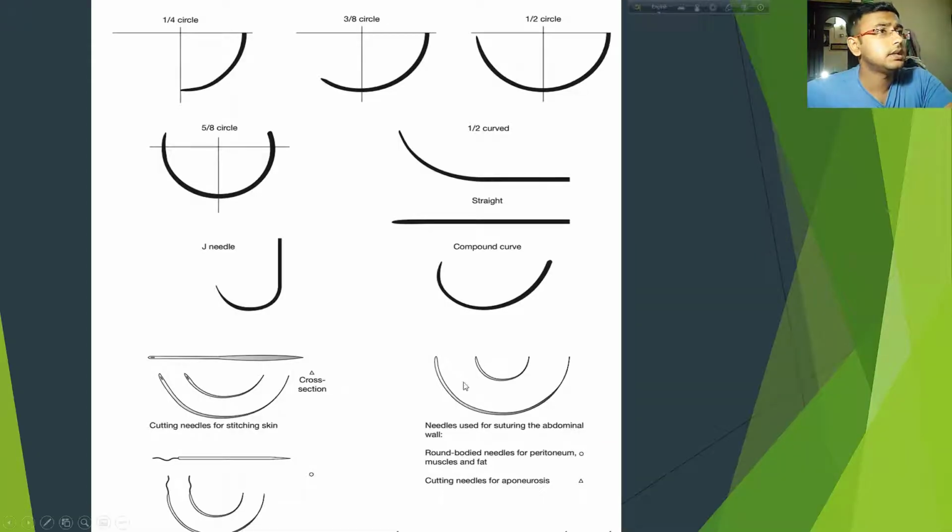So as you can see, there are different sizes of needles and needle tips, 1/4 circle, 3/8 circle. These are the needles we are using. Some are round body, some are taper cut. For some suture needles the tip is triangular and sharp. On the other hand, round body means the diameter is round and the tip is sharp.